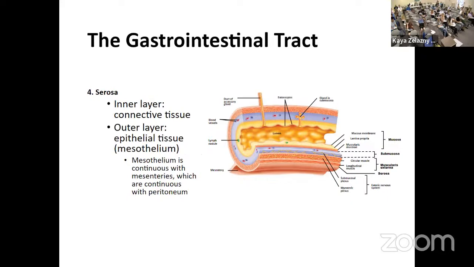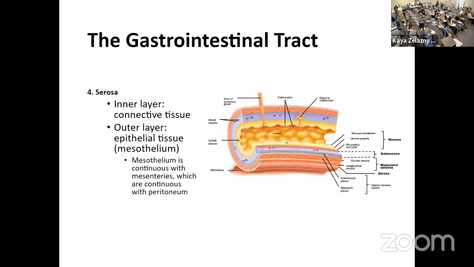So now we are moving out to our final layer. The outer covering is the serosa. Okay, so it does have layers within it as well. It has a connective tissue layer inside. And then the outermost part is a layer of epithelial tissue, specifically called mesothelium. And that's going to be continuous with the mesenteries that you saw in lab. Those long, slimy, potentially fatty sheets that are continuous with the peritoneum.